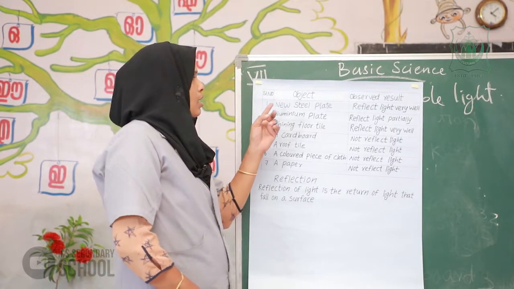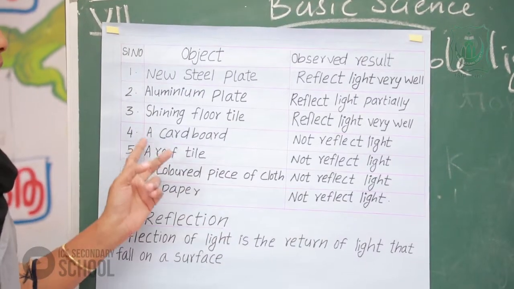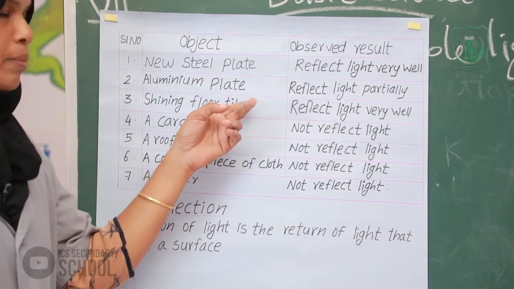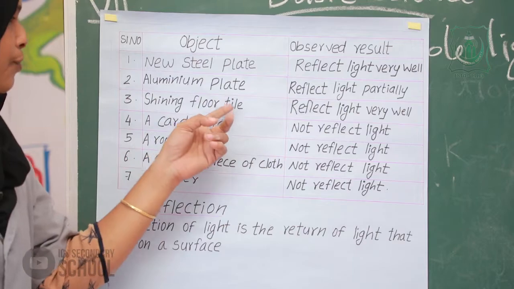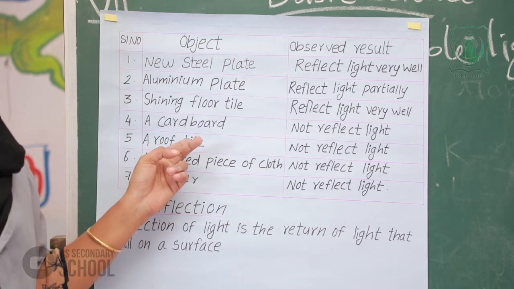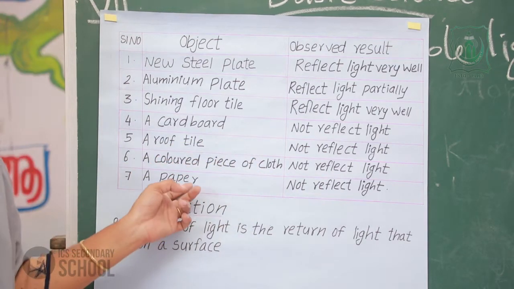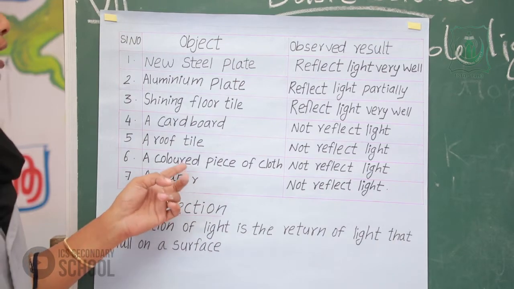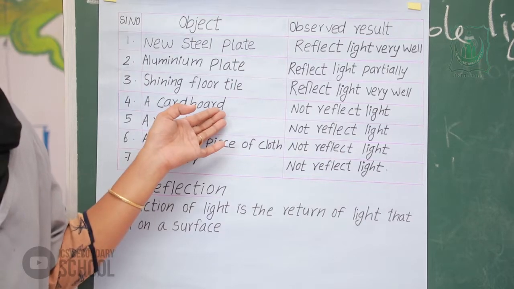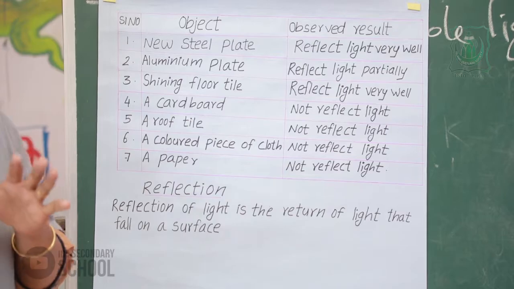First, what are the objects we required or used for this experiment? First one is a steel plate, then second an aluminum plate, then a shining floor tile, a cardboard, next a roof tile, then a colored piece of cloth, a paper. These are the materials required for this experiment. You can use other materials for this experiment.